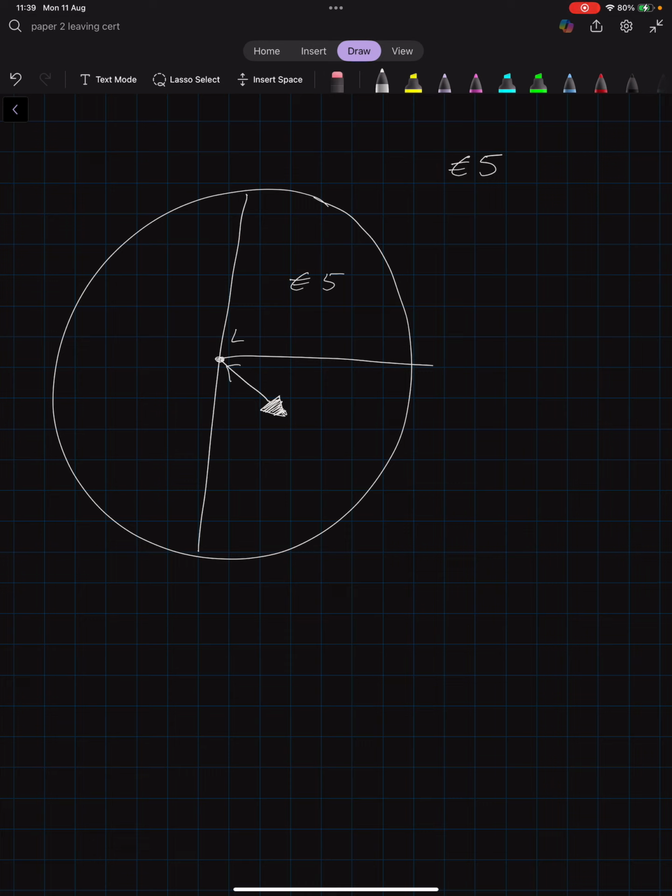Here you have 6, and here you have 4. So the question will be phrased something like this. It'll basically be like, is €5 a fair price? By fair, what they mean is that if you played this 1,000,000 times, would you expect to break even?